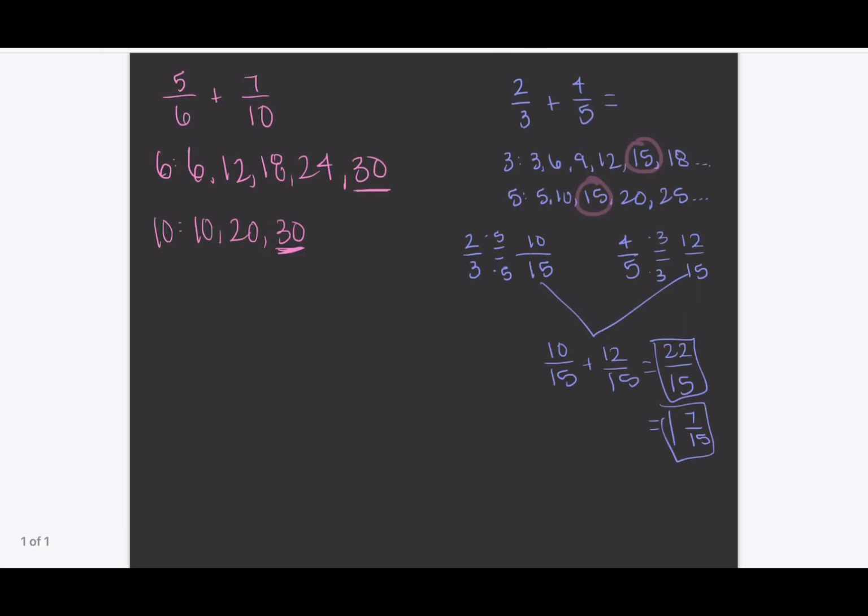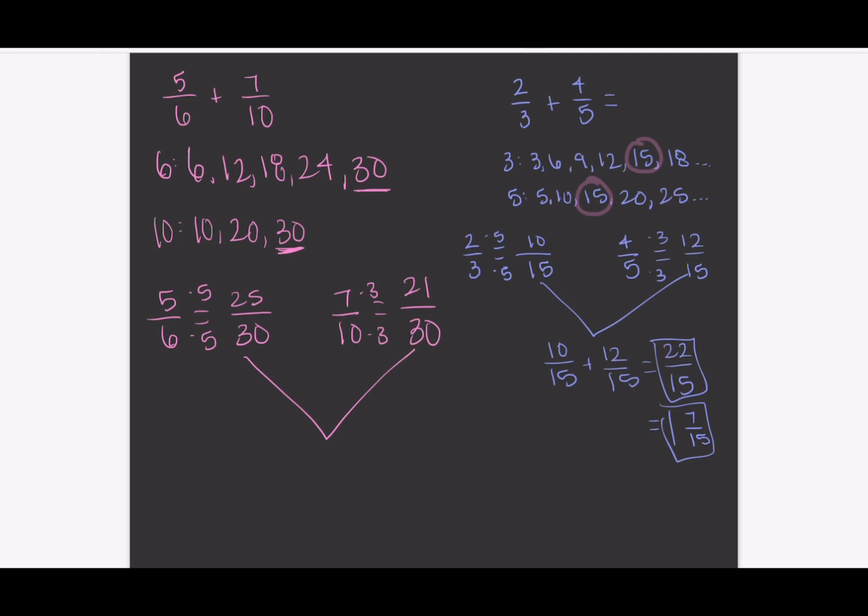Let's rewrite our 5/6 as an equivalent fraction with a denominator of 30. Well, 6 times 5 is 30, so 5 times 5 is 25. Let's rewrite 7/10 as an equivalent fraction with 30 as a denominator. 10 times 3 is 30. 7 times 3 is 21. Just like we did before, now we have an equivalent expression.